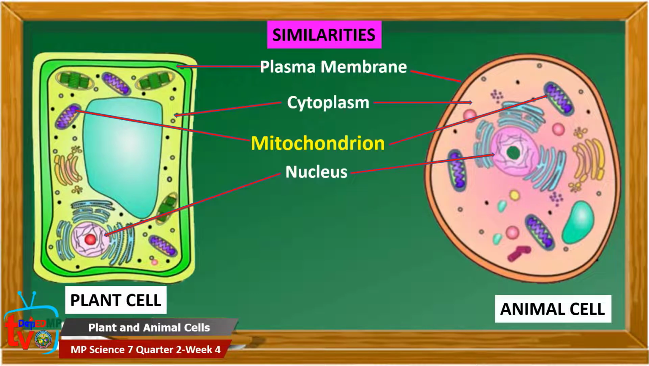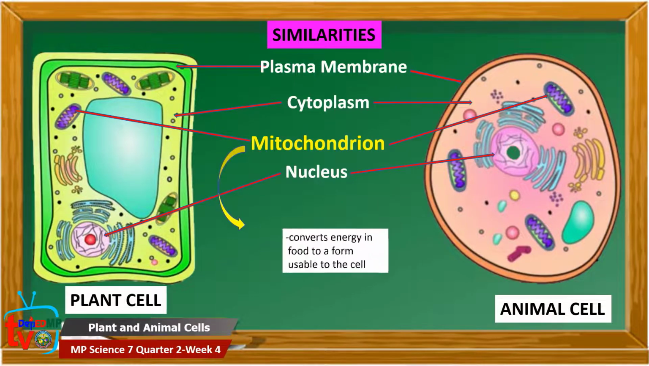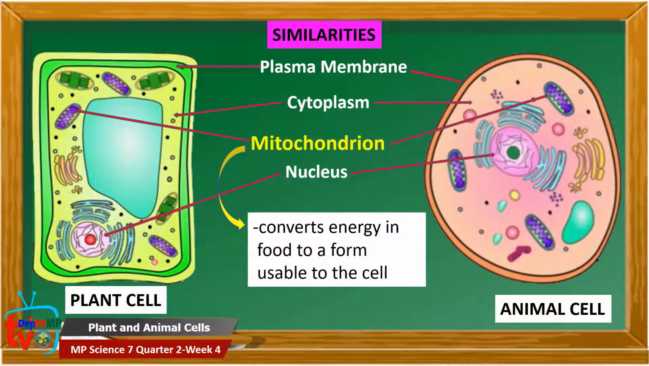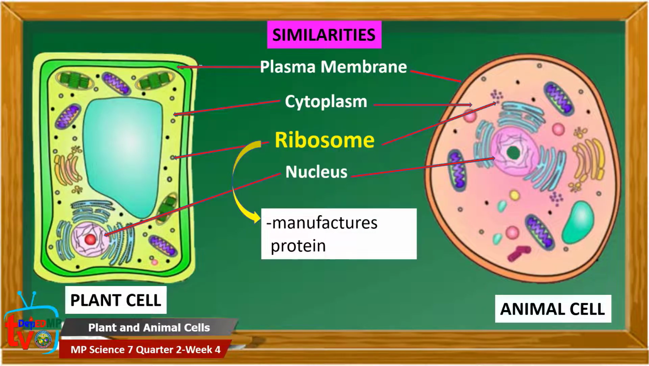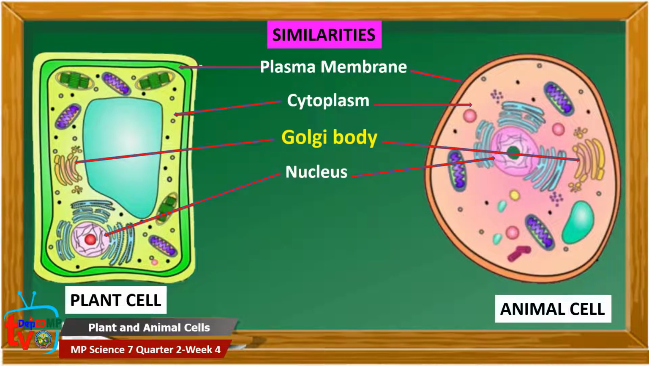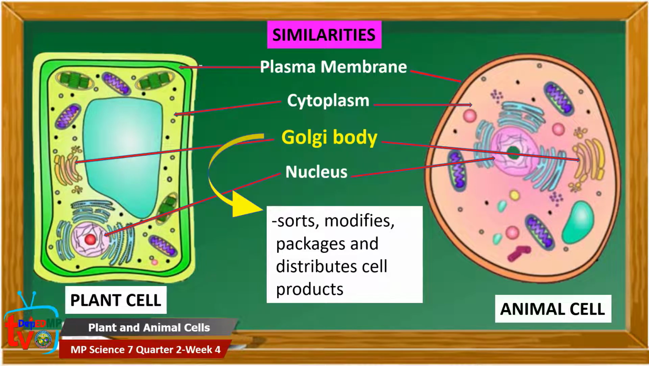Mitochondrion. This converts energy in food to a form usable to the cell. It is called the powerhouse of the cell because energy is created here. Ribosomes. They're involved in the manufacture of protein. They can be attached to the endoplasmic reticulum. Golgi body. It sorts, modifies, packages, and distributes cell products to where they are needed.